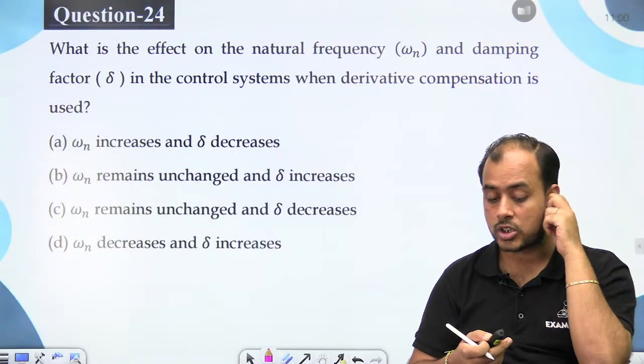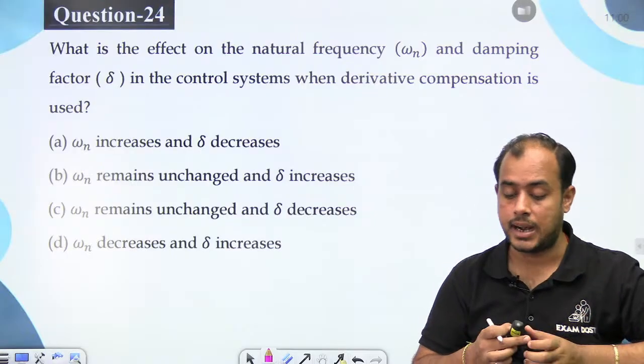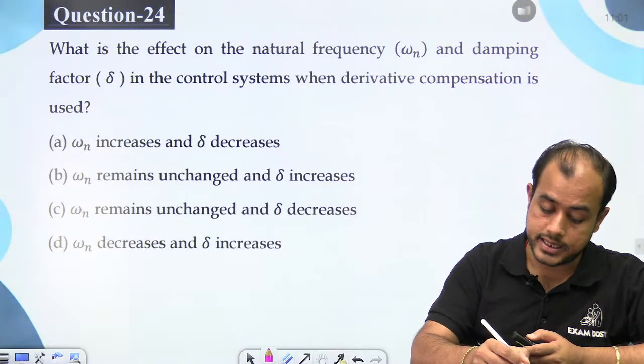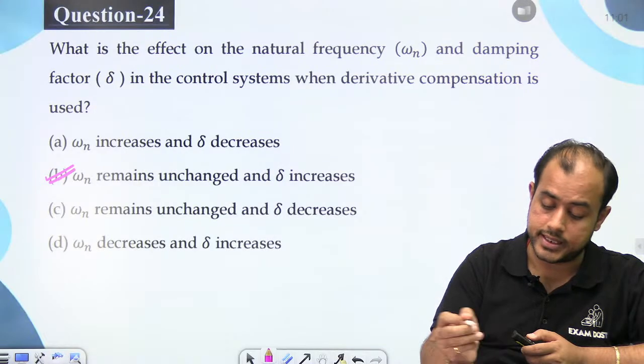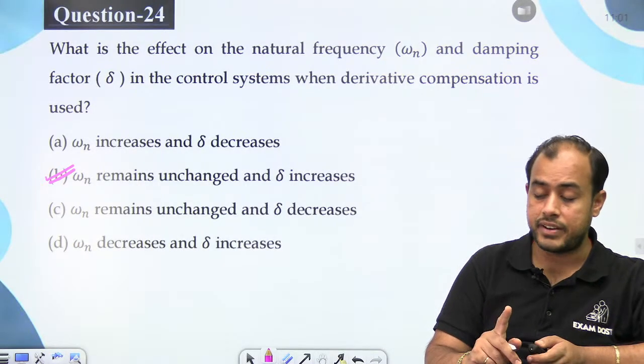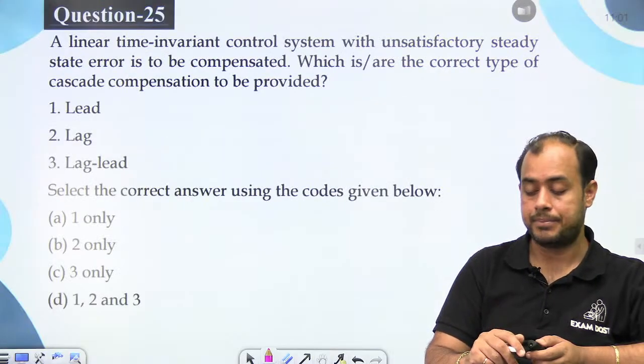What is the effect of natural frequency and zeta when derivative compensation is used? Natural frequency is same, zeta increases. Always remember derivative increases the zeta.